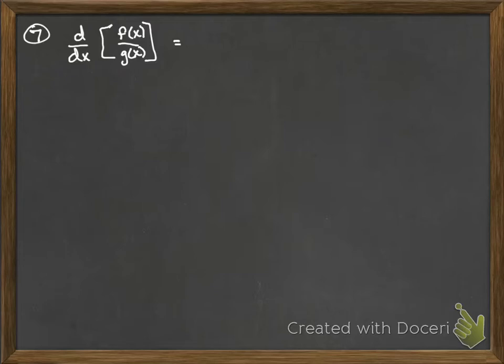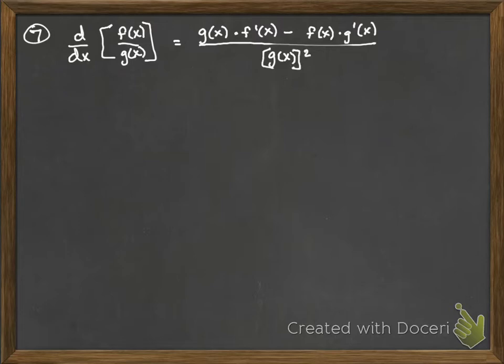So what the quotient rule, quotient talking about division, tells us is it's g of x times f prime of x minus f of x times g prime of x, all over g of x squared.